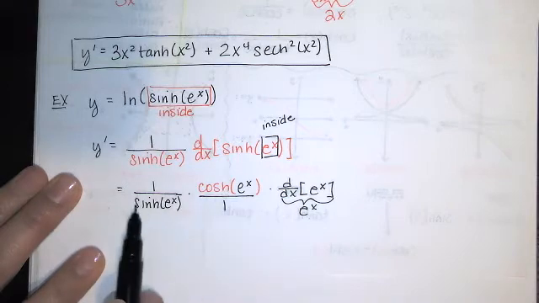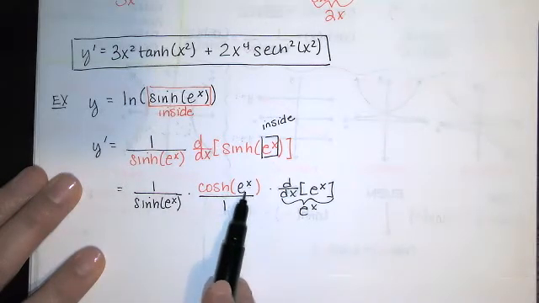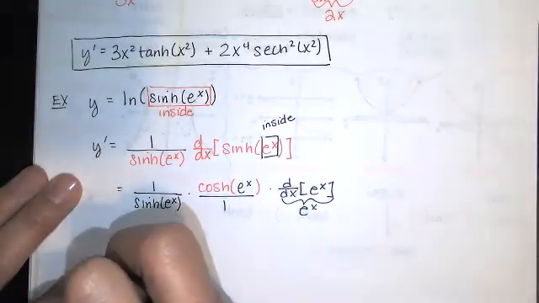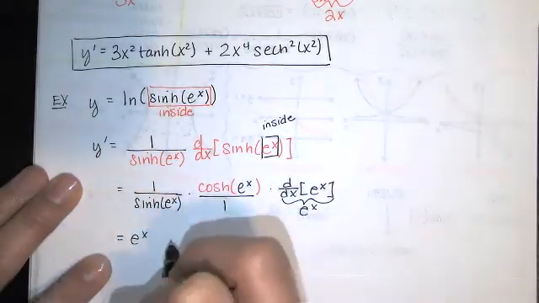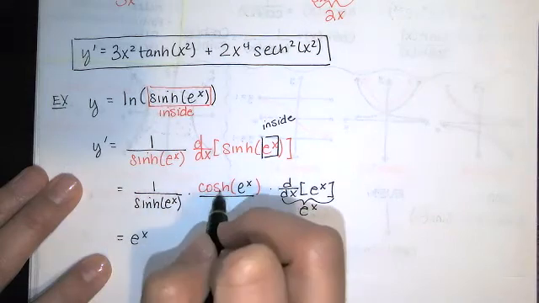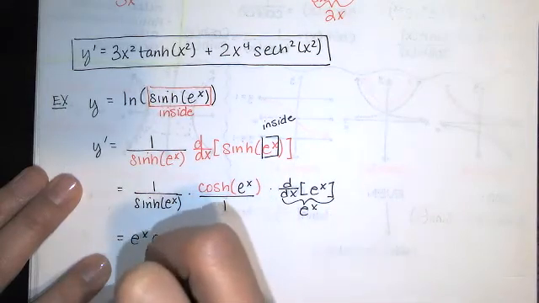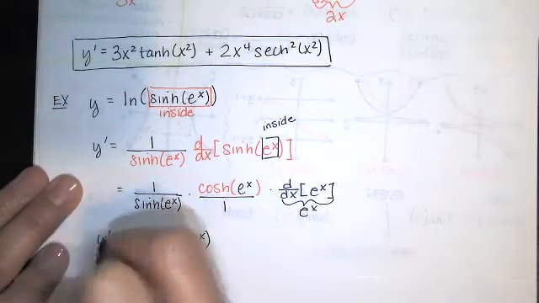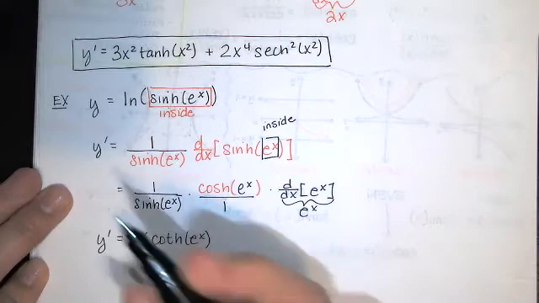Hyperbolic cosine of e to the x over hyperbolic sine. If I multiply those straight across, I brought that e to the x out front, and I get hyperbolic cosine over hyperbolic sine. That's hyperbolic cotangent of e to the x. And so it turns out that y prime is equal to that.